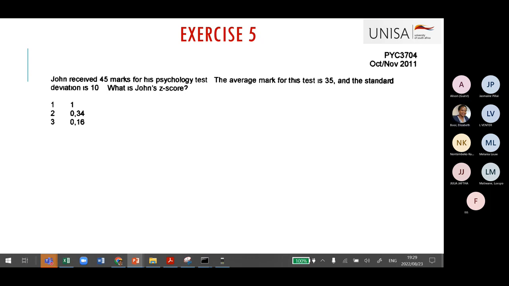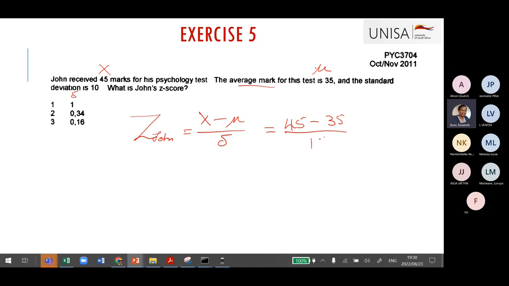Now we need to just calculate John's z-score. John's score will be calculated by x minus the mean divided by the standard deviation. So what is it that they have given us? They've given you the x because that is the score that John received. They've given you the average mark, which is your mean, and your standard deviation, which is your sigma. You just substitute into the formula, which is 45 minus 35 divided by 10. And this one I'm giving to you to answer.